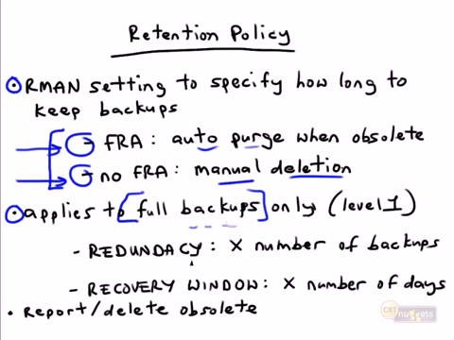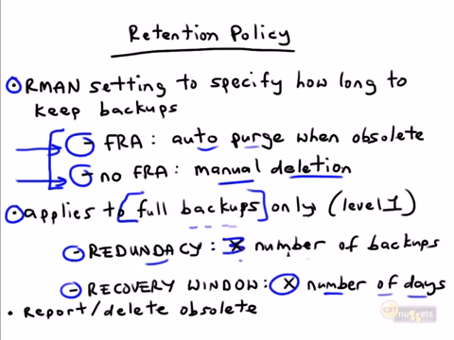When we set retention policy, there are two methods. We can set the retention by redundancy, which is a certain number of backups, or we can use recovery window. Now, the default is redundancy, but Oracle in their documentation recommends that we use window wherever possible. A recovery window-based retention policy instructs RMAN to keep your backups, your full backups, for a certain number of days. To me as an administrator, that makes more sense than arbitrarily saying, I want you to keep 3 backups.